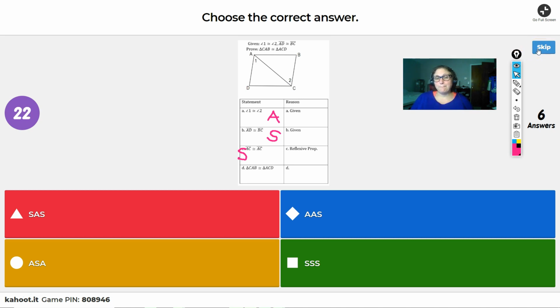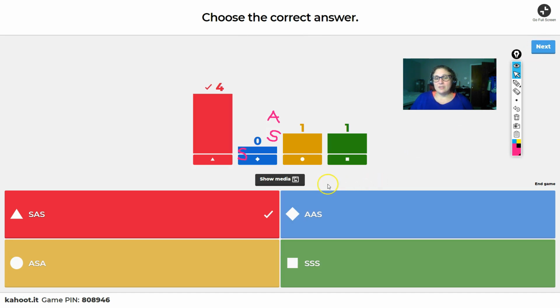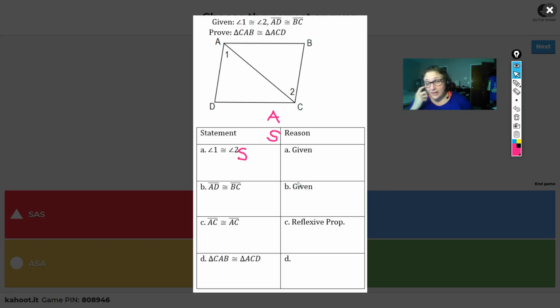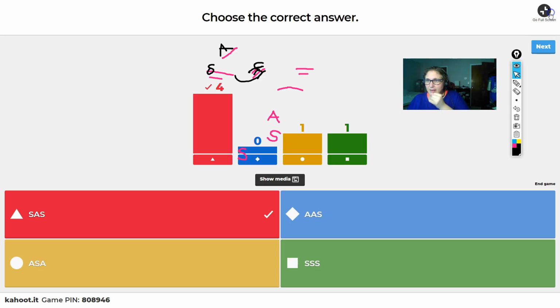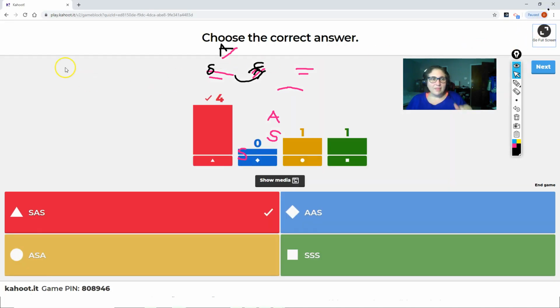Skip. Okay, so again, we have the 2 sides and 1 angle, so we remember the song, side, angle, side. So if we mark it off, it has angle 1 is congruent to angle 2, AD is congruent to BC, and AC is it. So then we've got, that should be 3 lines. So we've got side, angle, side. Okay, so that, great job. Great job, great job. That is pretty much all I had for us.